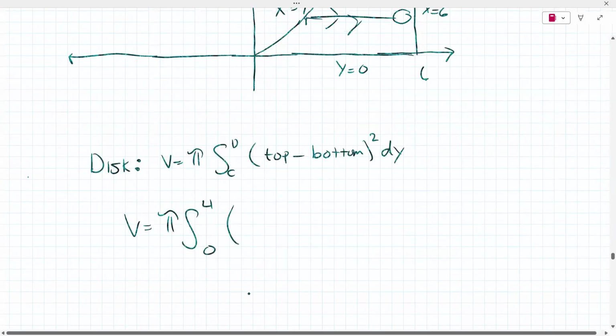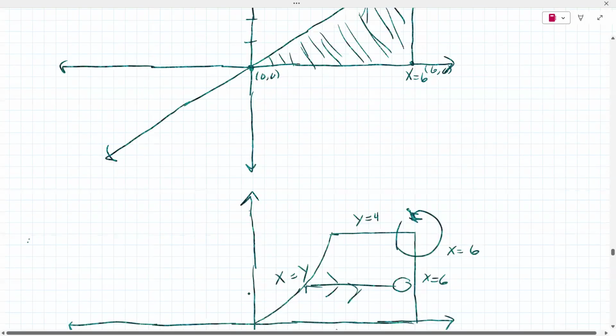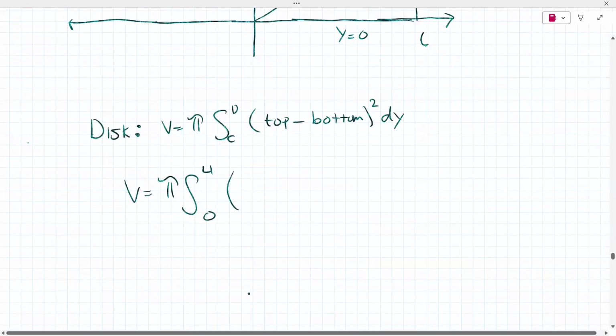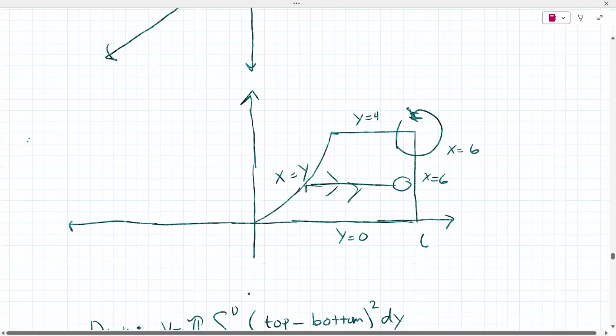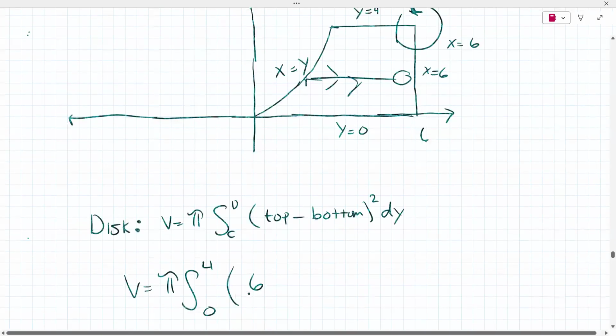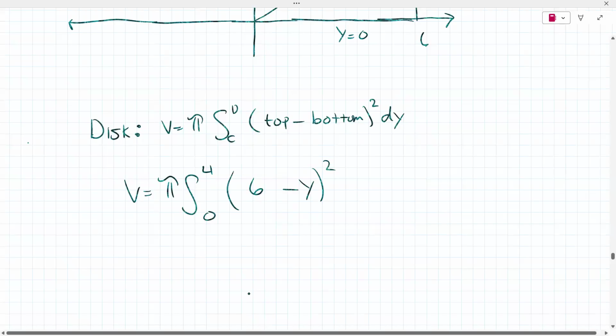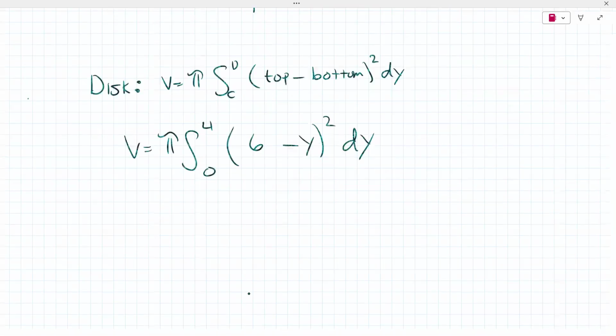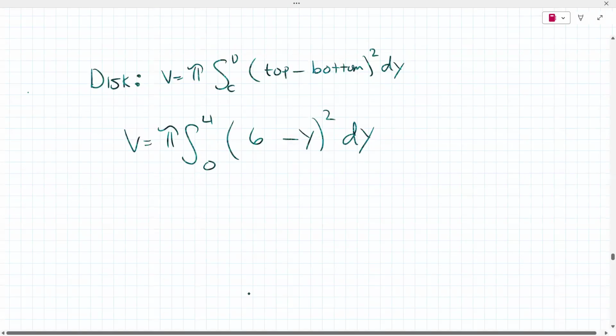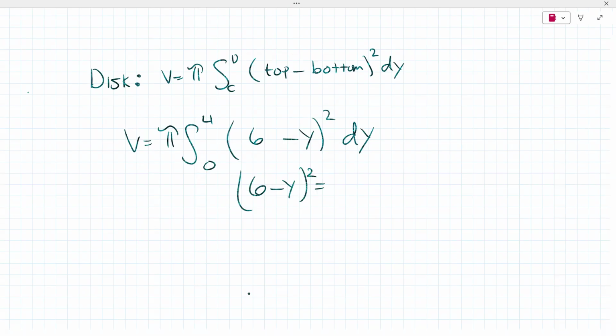And then our top is the horizontal line. I mean, the vertical line, x equals 6. And then our feet is touching this line, which is the linear line, which is y, dy. And then let's square this before we take the integration. So this is going to be 36 minus 12y plus y squared.